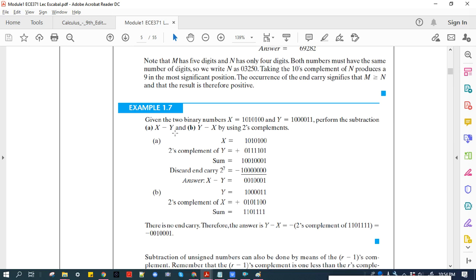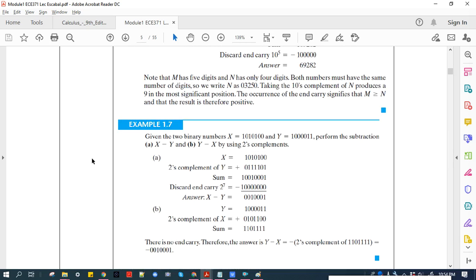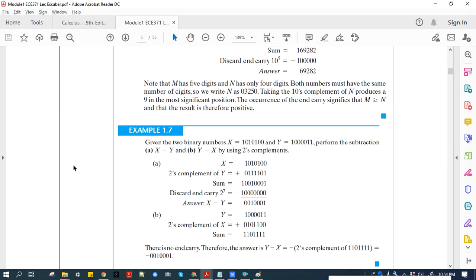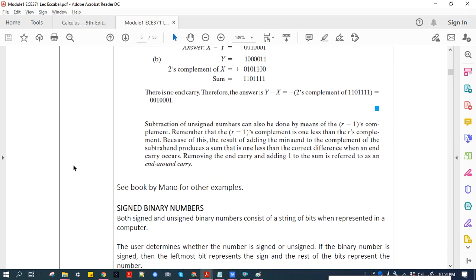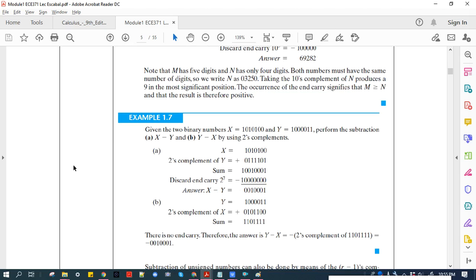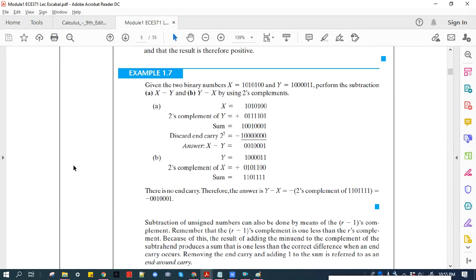Another example. This example is in binary. Given the two binary numbers X and Y equal to this, perform subtraction X minus Y and Y minus X by using 2's complement. So let's solve.